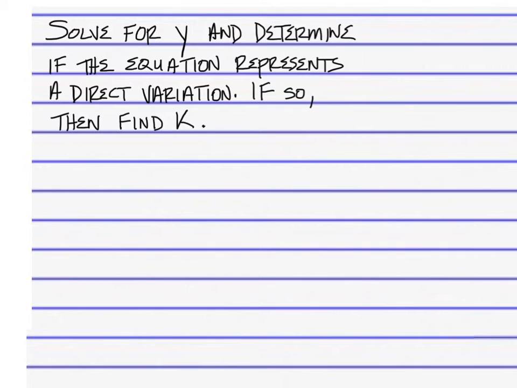Here's another one. Solve for y and determine if the equation represents a direct variation. If so, then find k. So we have y equals negative 2x plus 3. Is this a direct variation? No.